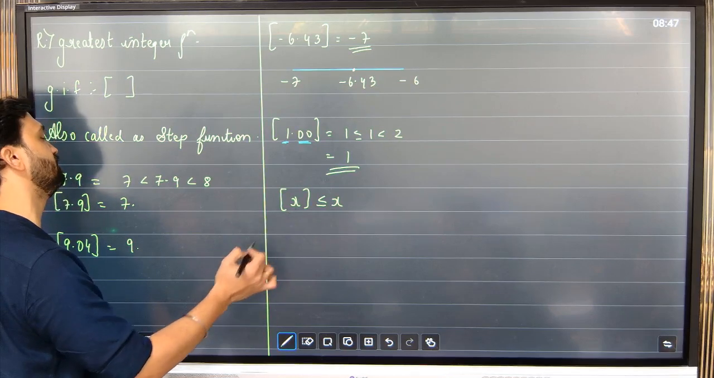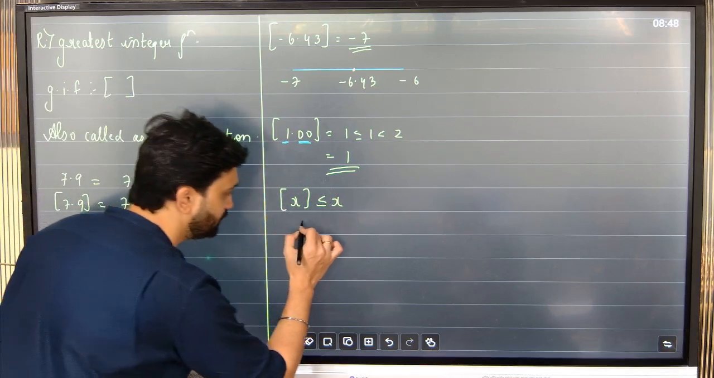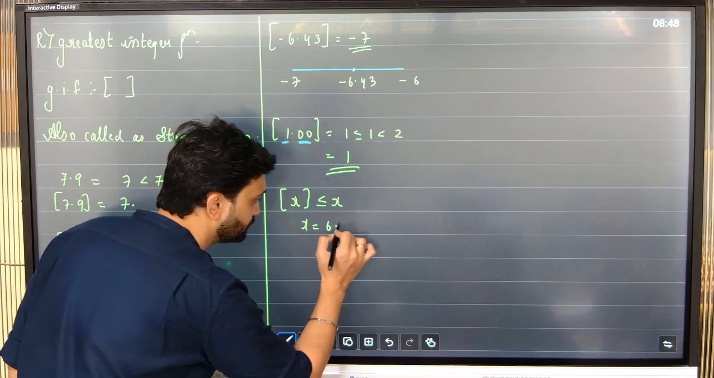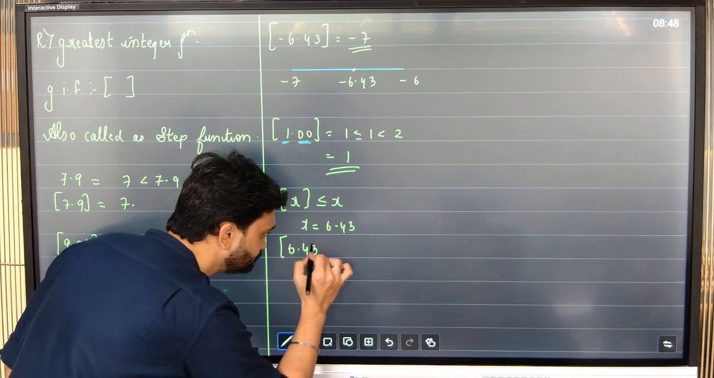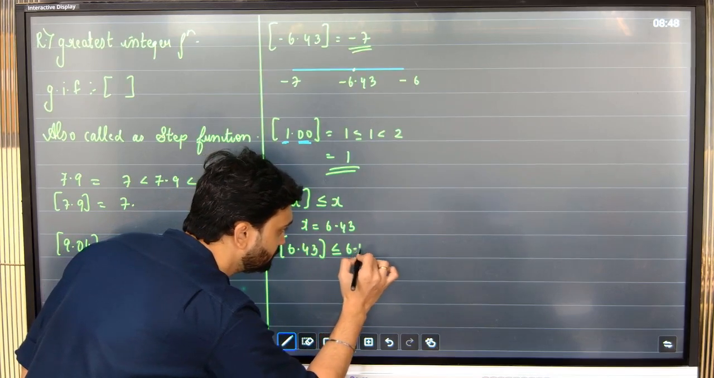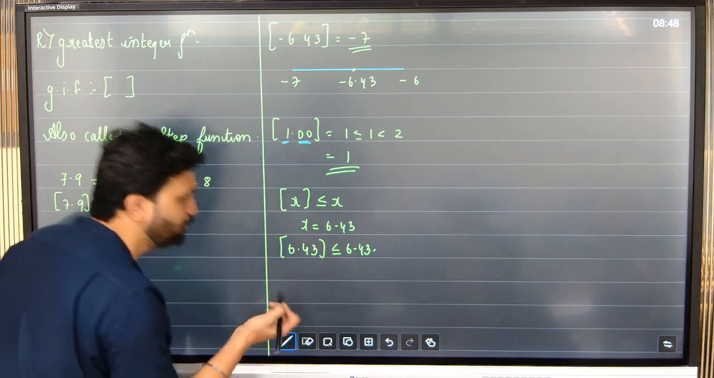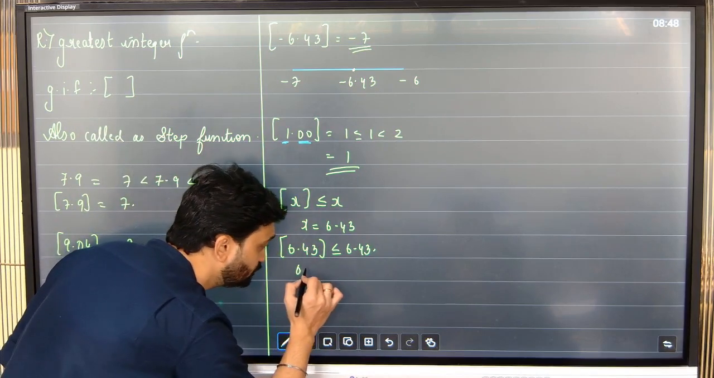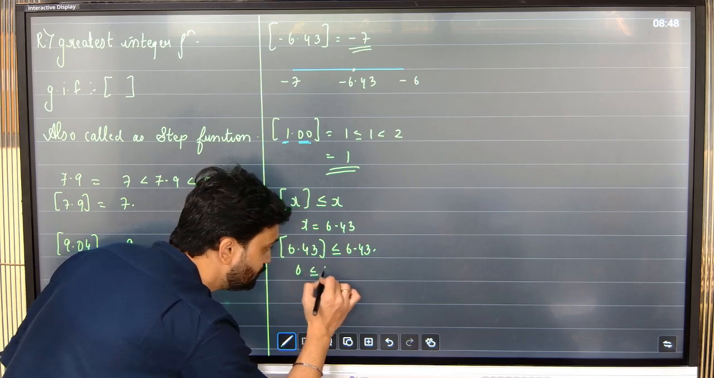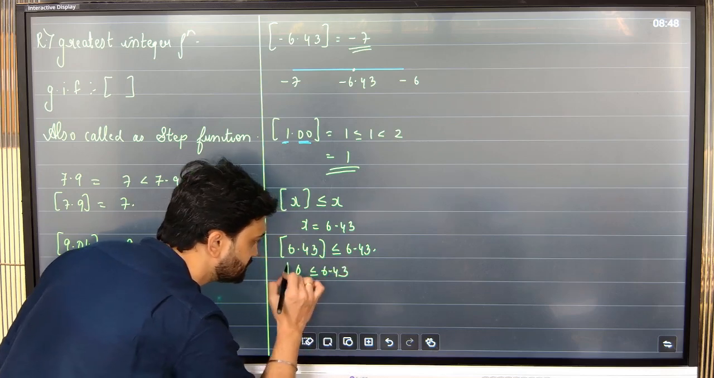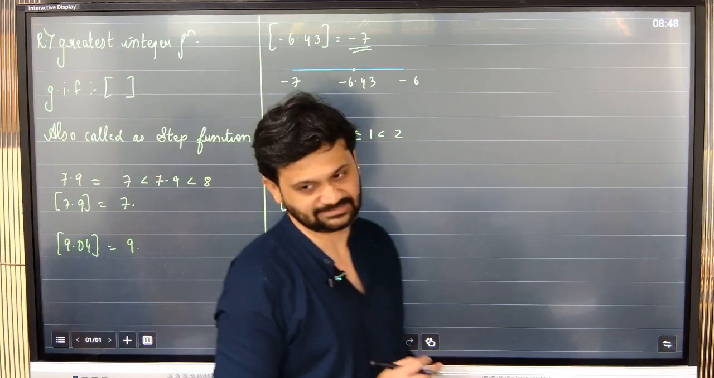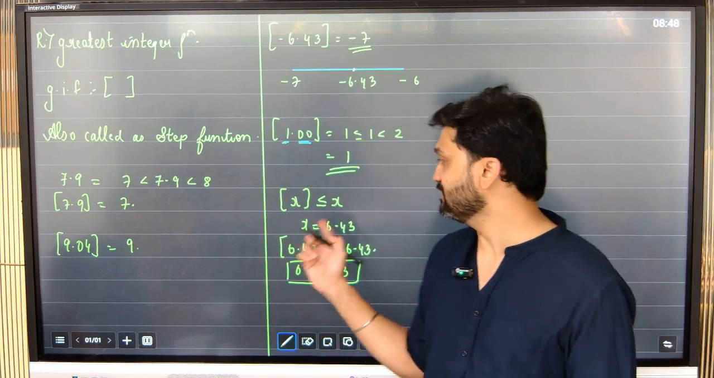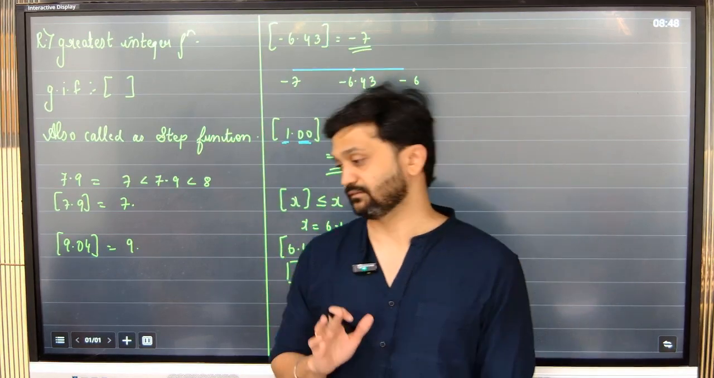The greatest integer of 6.43 is less than, now if I take x as 6.43, so I will write greatest integer of 6.43 is less than equal to 6.43. The greatest integer of 6.43 is 6. 6 is less than equal to 6.43. Of course it is less. And this satisfies the condition. And my relation is, greatest integer function of x is less than equal to x.